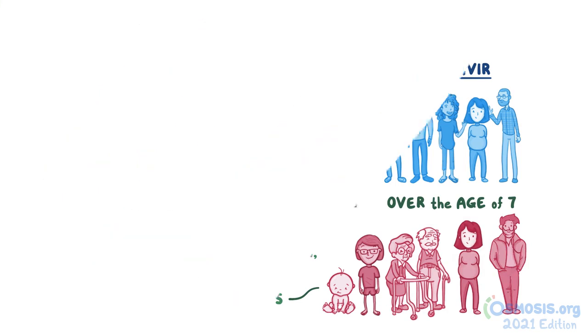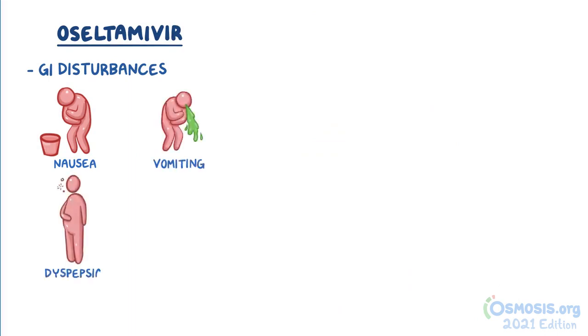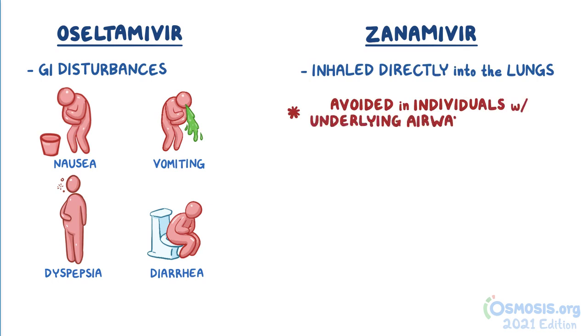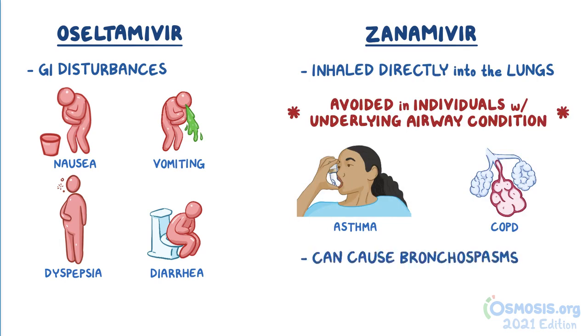Switching gears and moving on to side effects, oseltamivir can cause gastrointestinal disturbances like nausea, vomiting, dyspepsia, and diarrhea, but these are less common with zanamivir, since it's inhaled directly into the lungs. On the other hand, it's important to note that zanamivir should be avoided in individuals with underlying airway conditions, like asthma or chronic obstructive pulmonary disease, because it can cause bronchospasms.